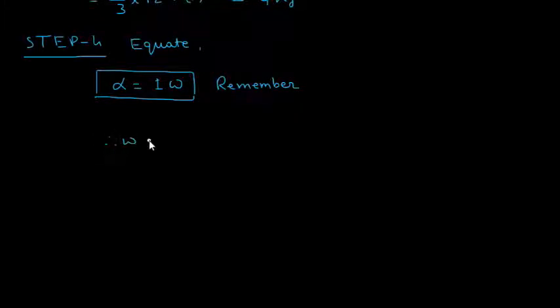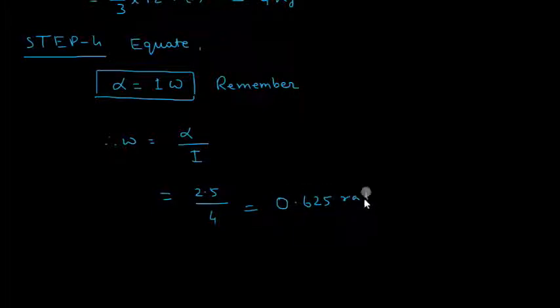Therefore you can write omega is equal to alpha upon I. Put the values. Alpha's value we have found out, I's value we know, and upon solving we get 0.625 radian per second, and this is the angular velocity.